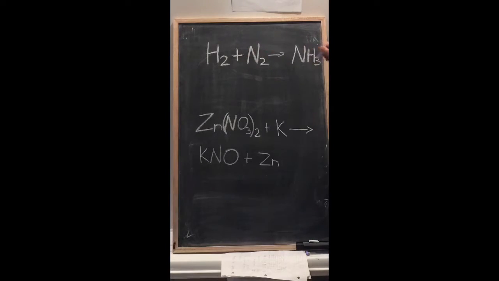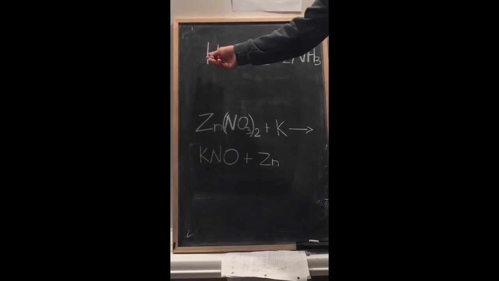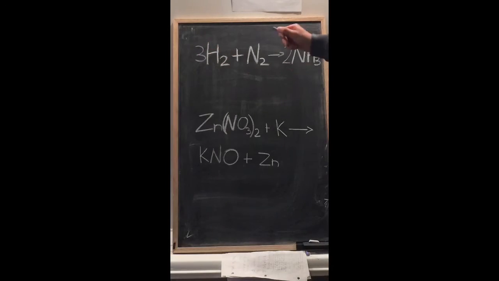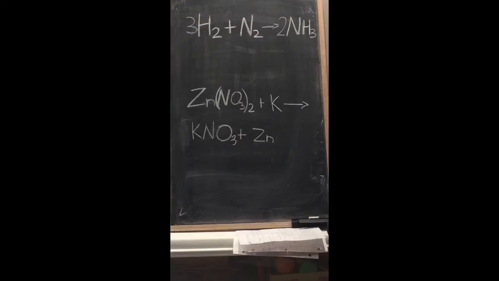So, for hydrogen and nitrogen, I have 1 nitrogen on this side and 2 over here. So, I must give 2 nitrogens there. So we're going to put a coefficient of 2. But now, since we times the coefficient by the subscript, I now have 6 hydrogens and 2 over here. So, 2 times 3 would be 6. So I add a 3 coefficient in front of hydrogen. Now, I have 6 hydrogens here, 6 hydrogens here, 2 nitrogens here, and 2 nitrogens here. That equation is balanced.